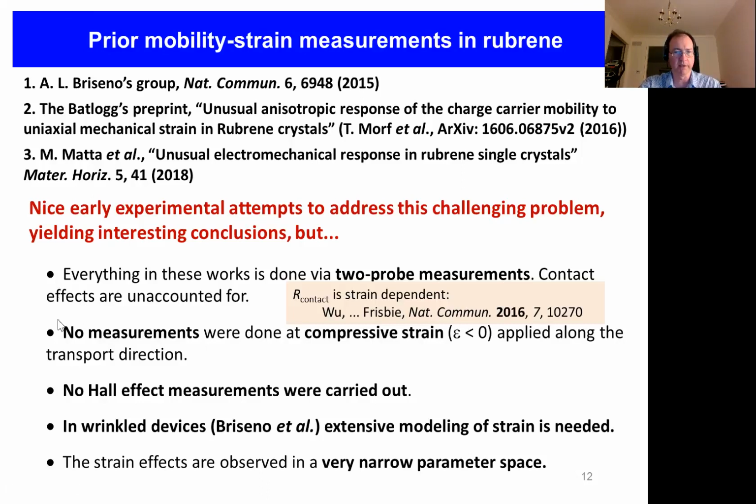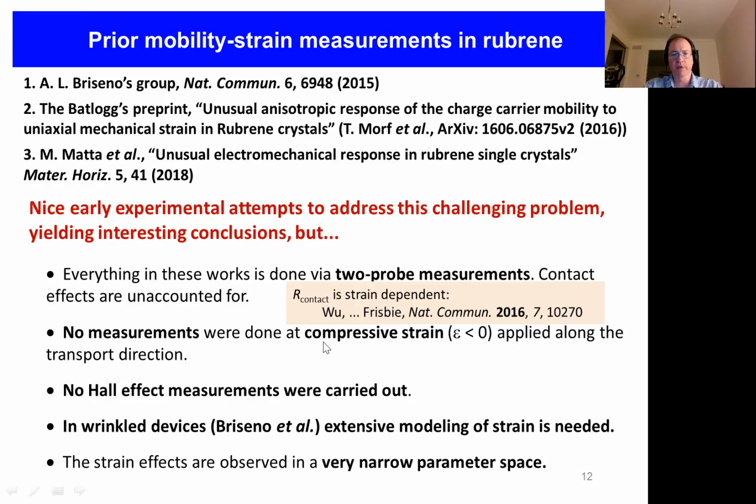I briefly mentioned here. So first of all, everything in these papers is done by two-probe, and therefore contact effects are unaddressed. And this is bad, because we know from Frisbee's work, for instance, that was published in this paper, that contact resistance can be strain dependent, and therefore contact effects could have an important impact on your two-probe mobility.